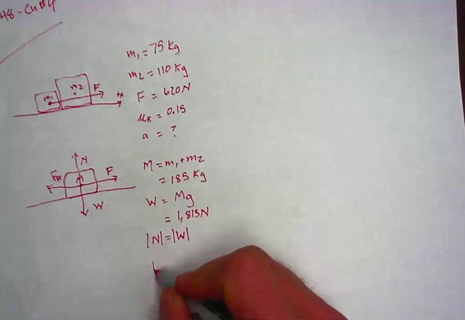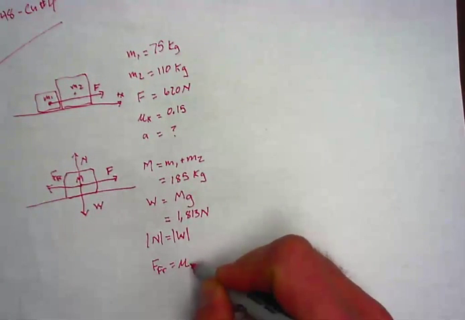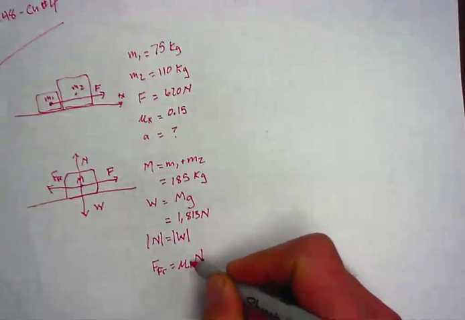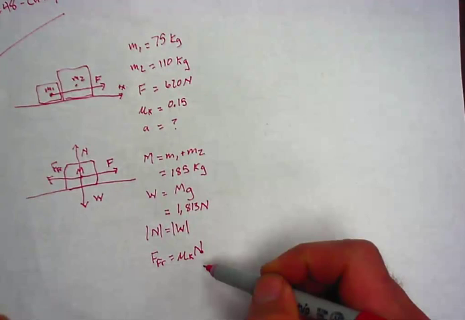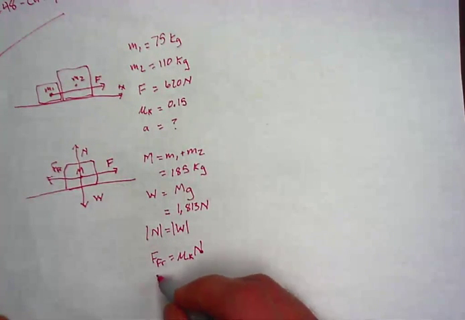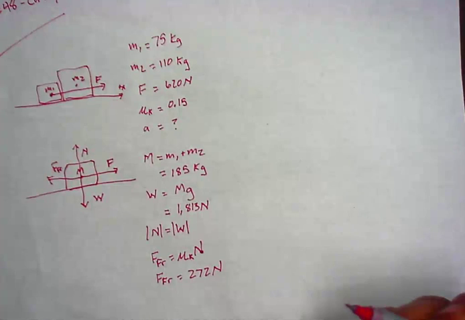What's the friction force? Well, the friction force should be equal to the coefficient of kinetic friction times the normal force. So I can plug in my mu, 0.15, and my normal force and get a number for my friction force. That should be 272 newtons.